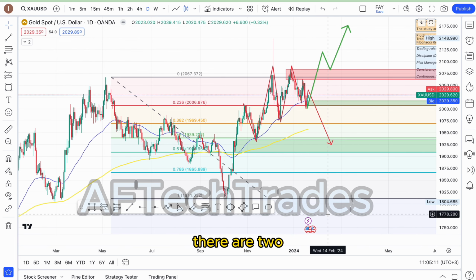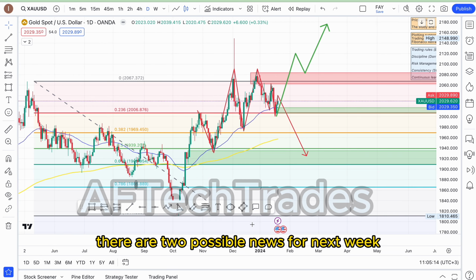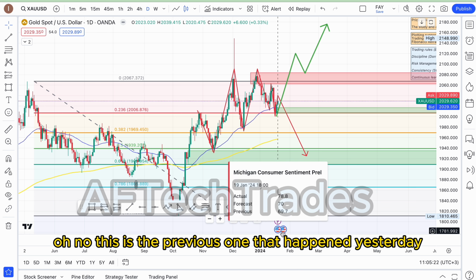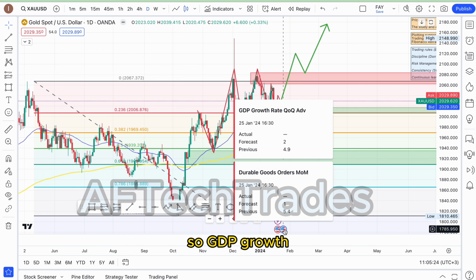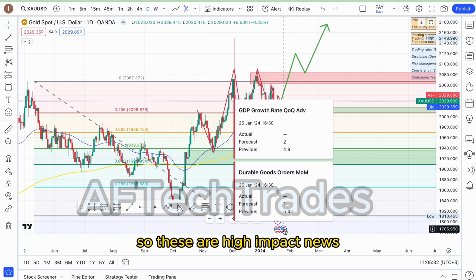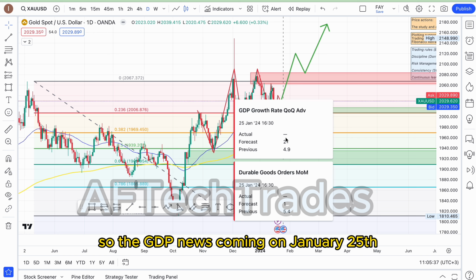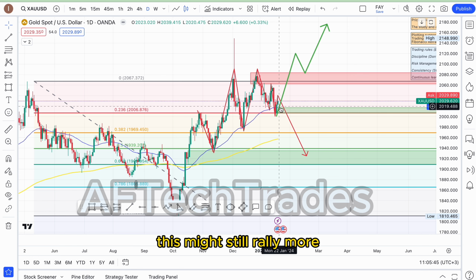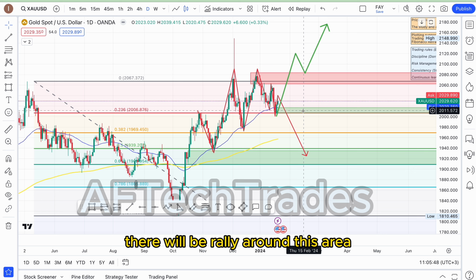Let's look at, there are two possible news for next week. This is consumer sentiment. Oh no, this is the previous one that happened yesterday. So GDP growth, quarter on quarter, and durable goods orders month on month. So these are high impact news, especially this GDP. So the GDP news coming on the 25th of January would be that, okay, this might still rally more. There will be a rally around this area.